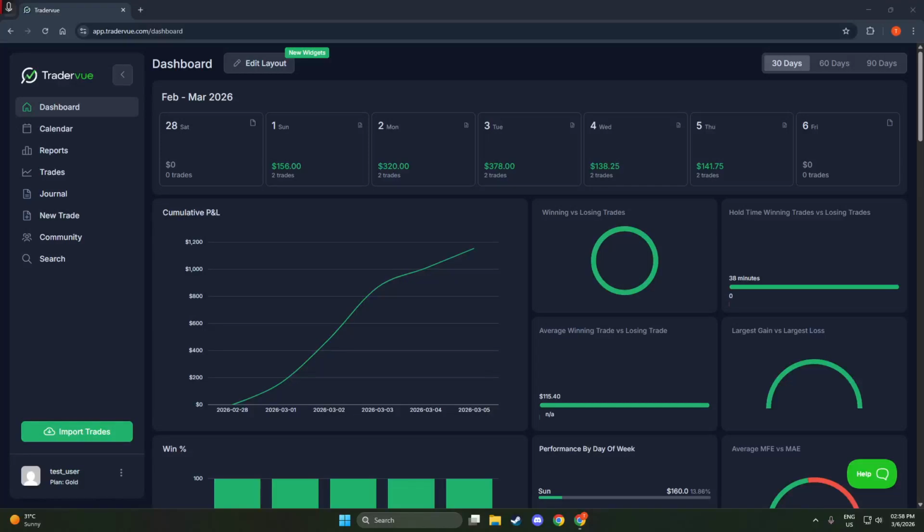In today's video, I'm going to teach you how to use Tradervue Trade Duration. By the end, you'll know exactly where to find the key duration views in Tradervue and how to interpret them to learn more about your trading habits and performance.